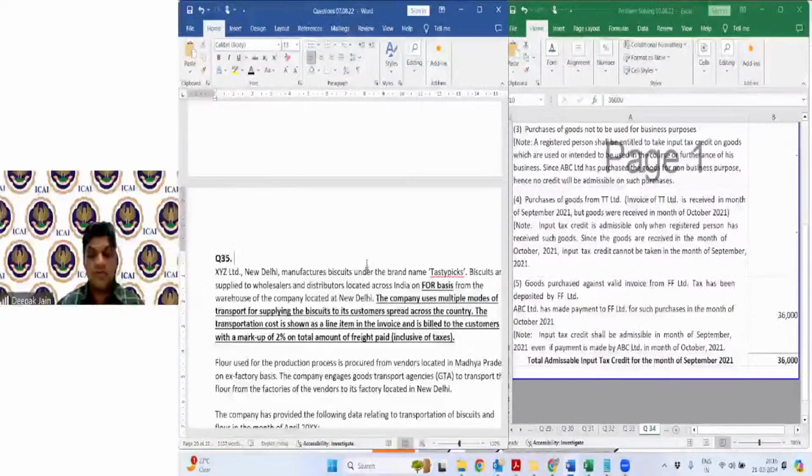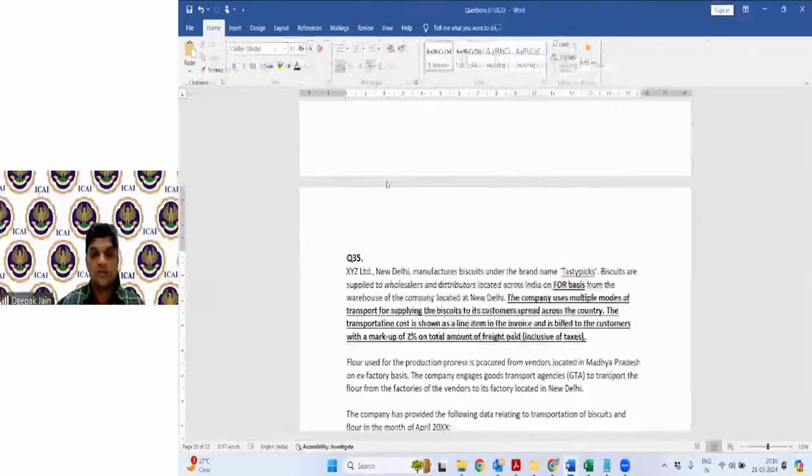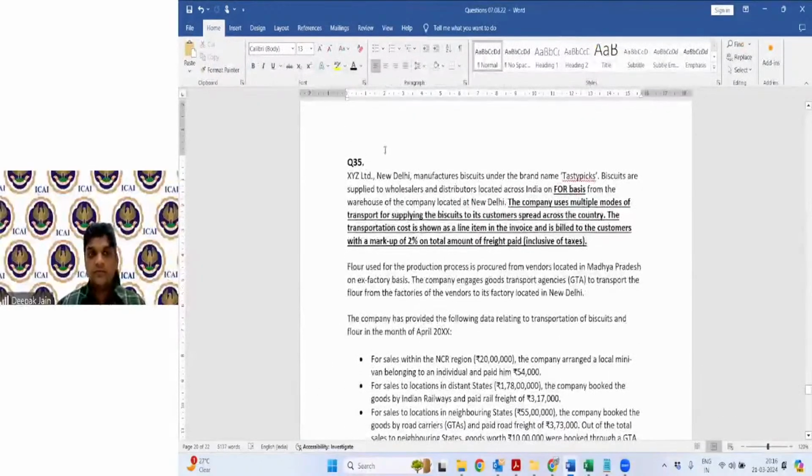Okay. So let's proceed with the next question. Question number 35. XYZ Limited, New Delhi, manufactures biscuits under the brand name Tasty Picks. Biscuits are supplied to wholesalers and distributors located across India on FOR basis, meaning freight on receipt basis, from the warehouse of the company located at New Delhi.